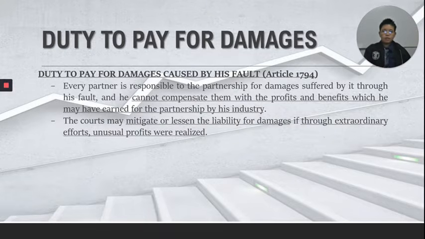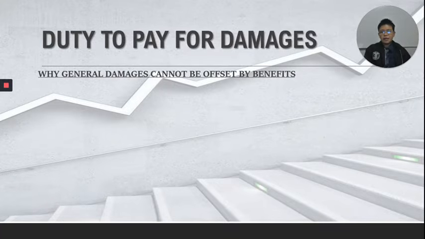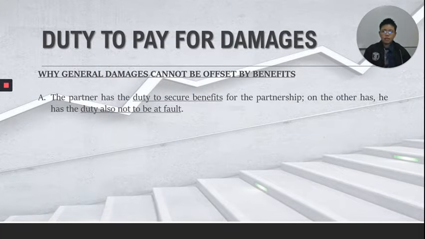Why? So, remember here the reason for non-compensation or not offsetting yung damages with benefits is they are both duties of the partner. So, here class, remember, a partner has a duty to secure benefits for the partnership and he also has a duty not to be at fault. So, parehong duty ng partner yang dalawang yan. So, secure profit is the duty of the partner. Partner also has a duty not to be at fault or not to be negligent. So, in simpler terms, duty not to cause damages.